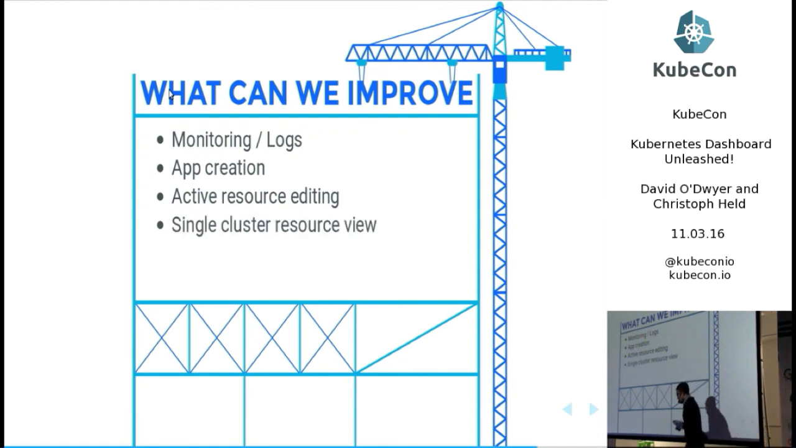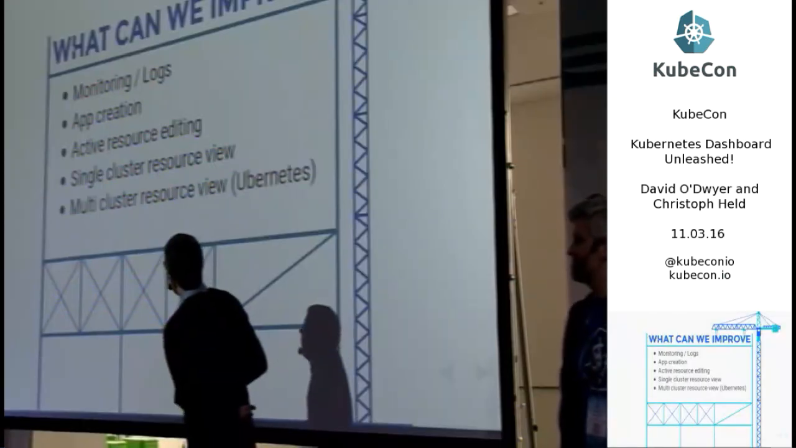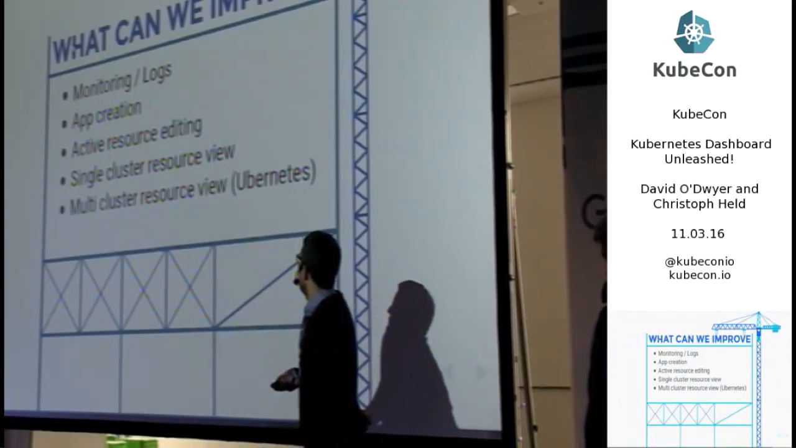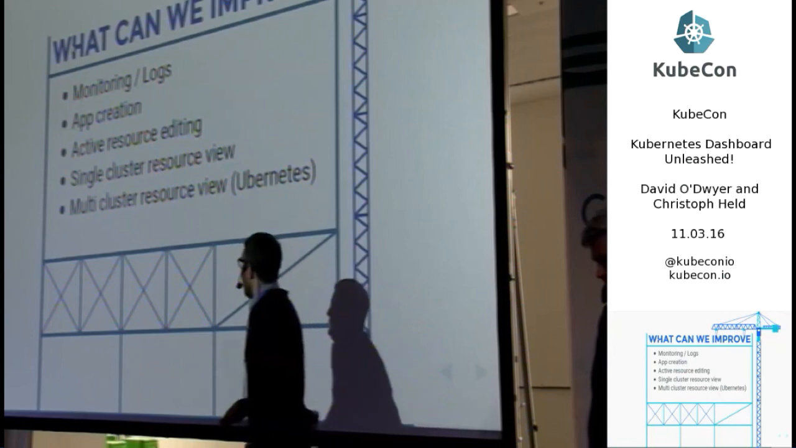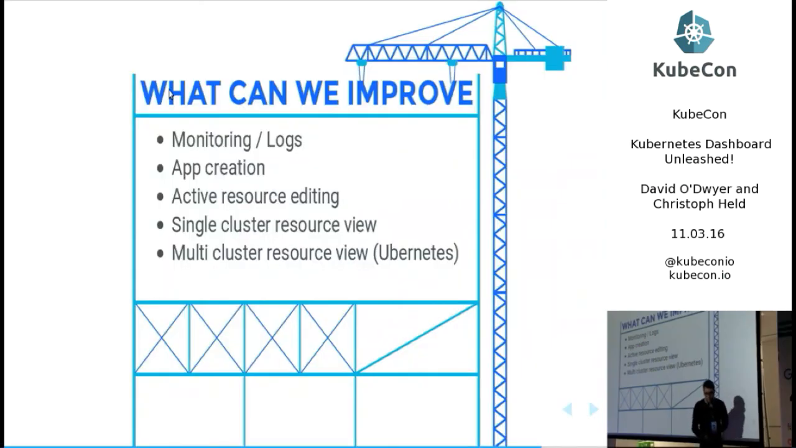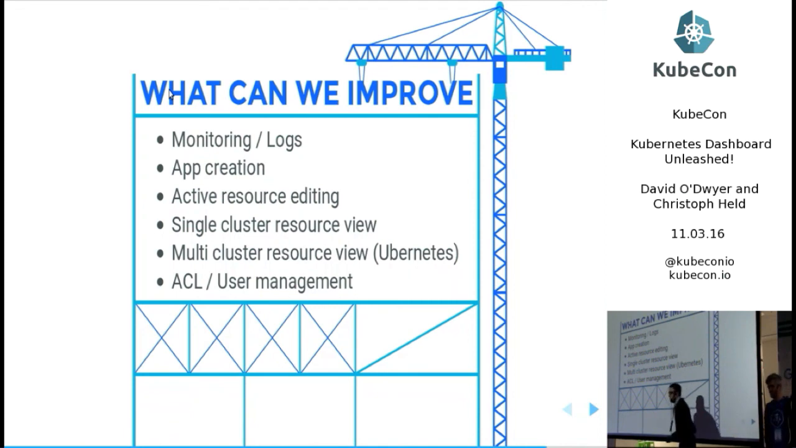Single cluster resource view. So in this instance where we have a single cluster and we want an overview dashboard, what is important to us when we look at this single cluster resource view? And again, it gets more complicated when we have projects like Kubernetes coming on board, where we have a multi-cluster resource view. What's important to us then? And then one of the big questions around this is obviously around ACL and user management. How do we handle these concepts?